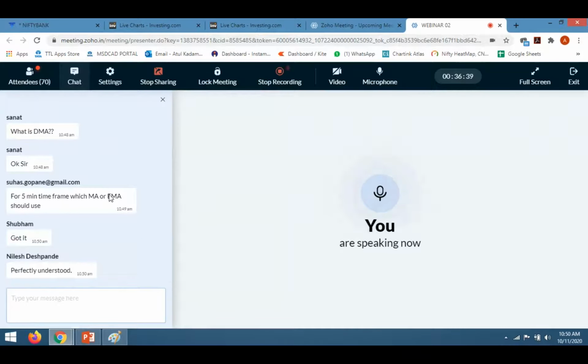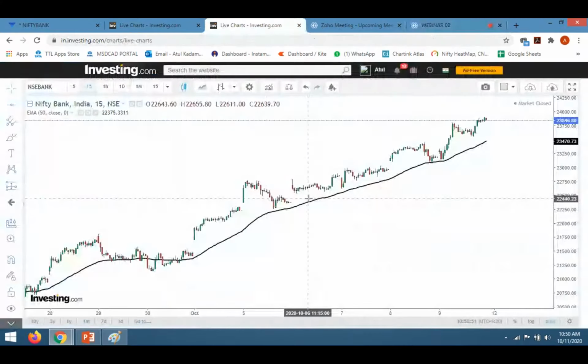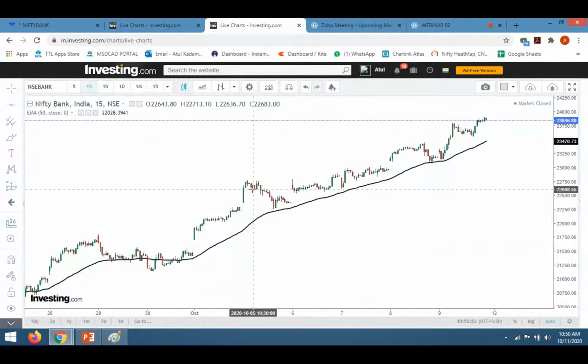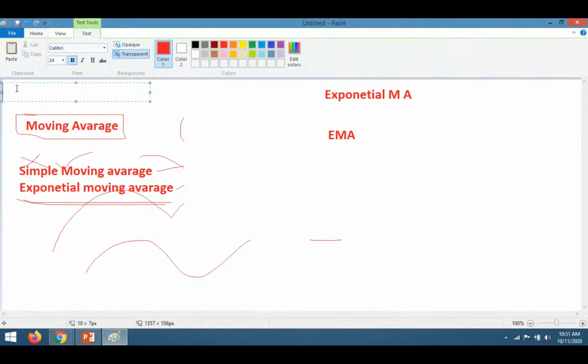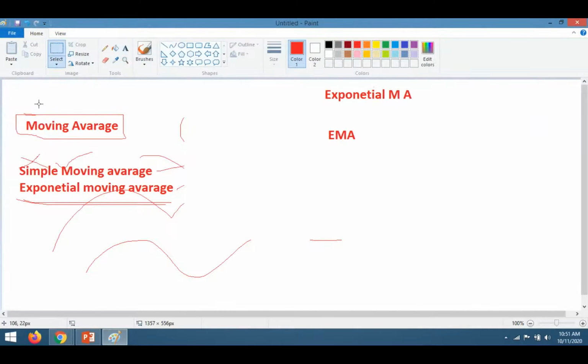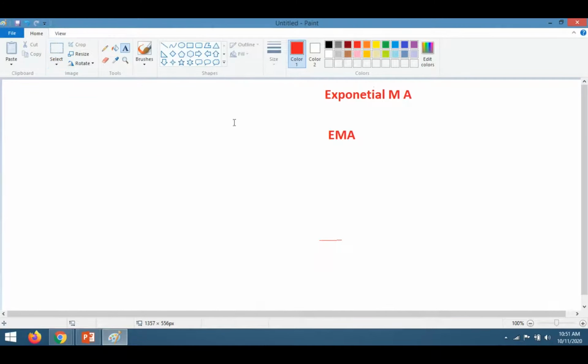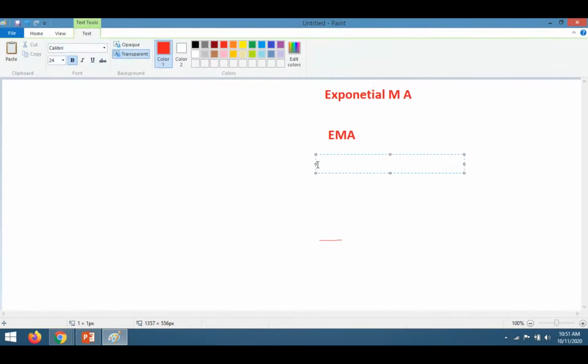Okay, Nilesh, thank you. Perfect, you understand. So I explained the simple moving average and the exponential moving average. Don't use the simple moving average, only use the exponential moving average. I just explained how to add it. Which price moving average you have to use, because there are n number of moving averages, I will tell you.